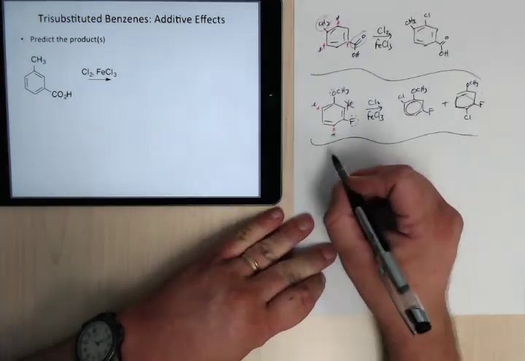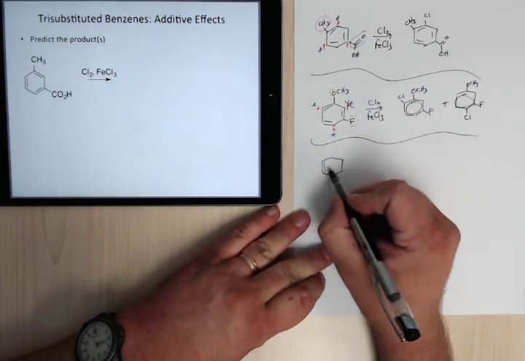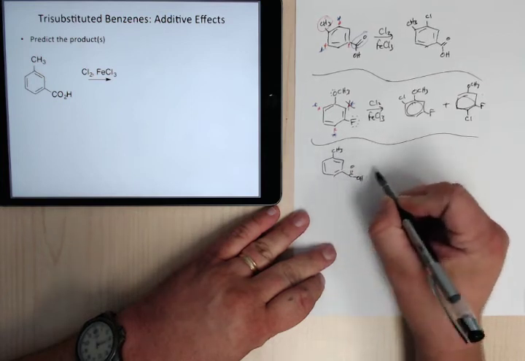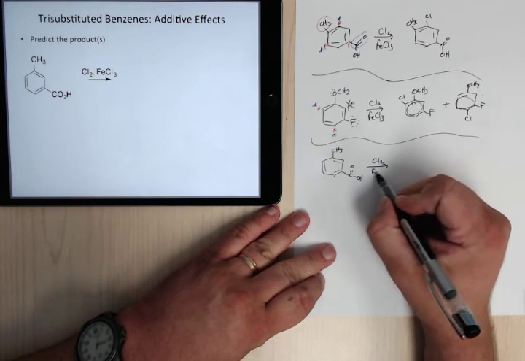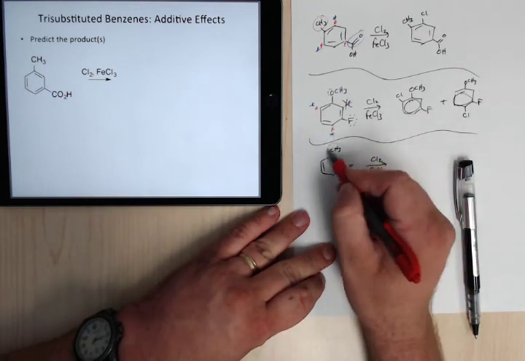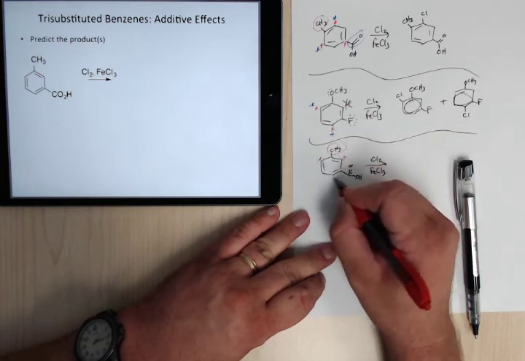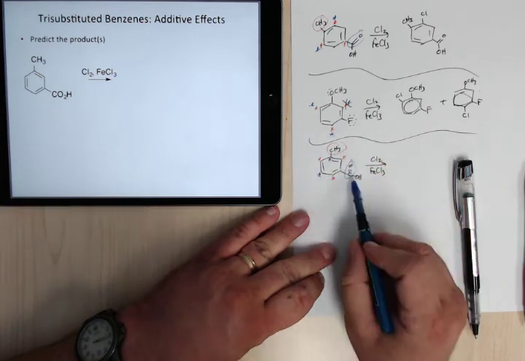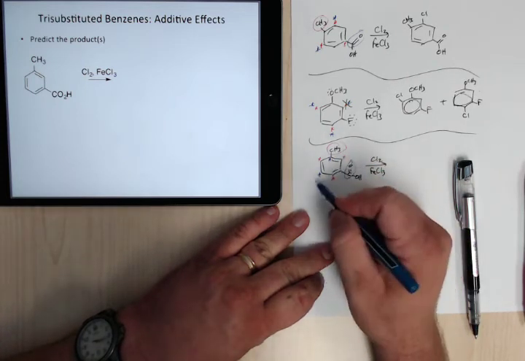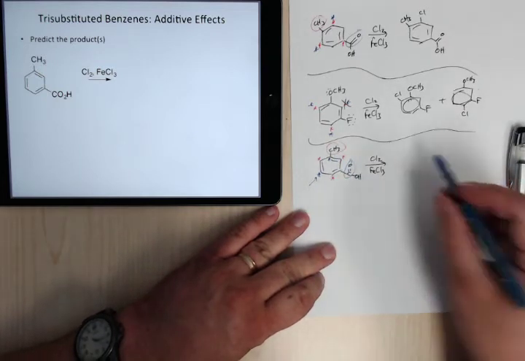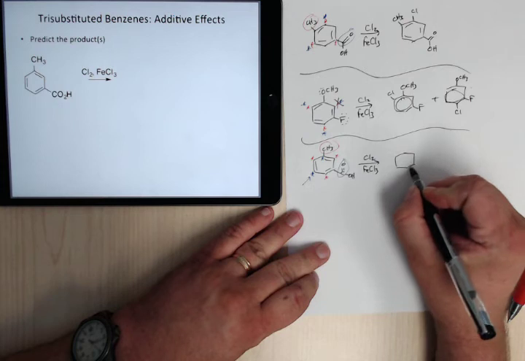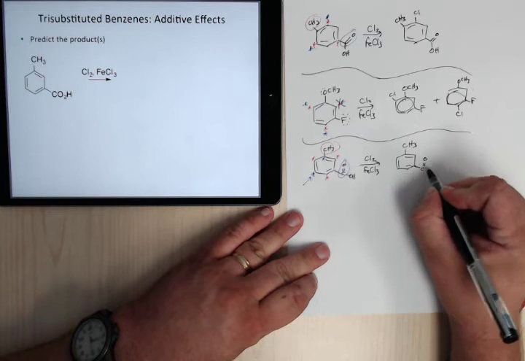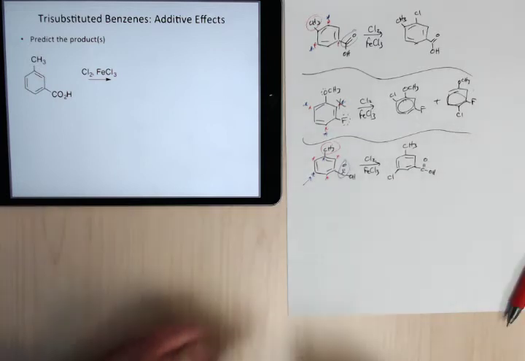So for this one, this one is going to direct ortho, para. This one here is going to direct meta, which would be here, here. This is going to be more powerful than the alkyl group, so it's going here. You can't go there. There's no way to substitute there, that place is already substituted. So there you go.